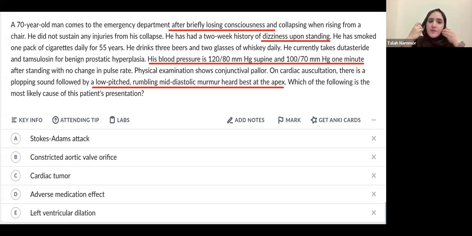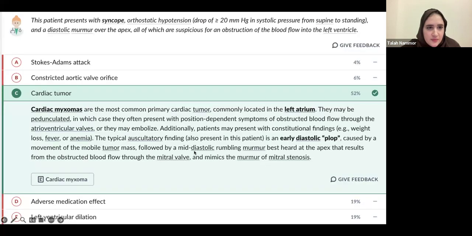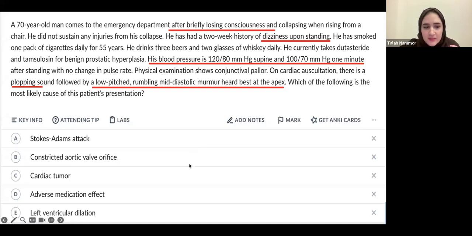So what do you guys think this is? He loses consciousness, he feels dizzy, his blood pressure can decrease, and we have a rumbling mid-diastolic murmur best heard at the apex. Do you guys know specifically which cardiac tumor we're talking about? Myxoma. Exactly. One more question: what is the most common place where these myxomas are? Usually, myxomas are most commonly at the left atrium, so they would cause symptoms that mimic mitral valve pathologies. Great, guys. Oh, I should have said plopping sound. My bad, but you guys got it correctly.